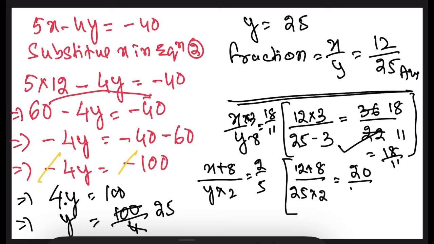Then this is 50, 0, 0 gone. So, what has come? 2 upon 5. So, LHS equals RHS. Therefore, our answer is correct. So, if you do it like this, you will get full marks, 3 out of 3. Okay, let us go to the second question.